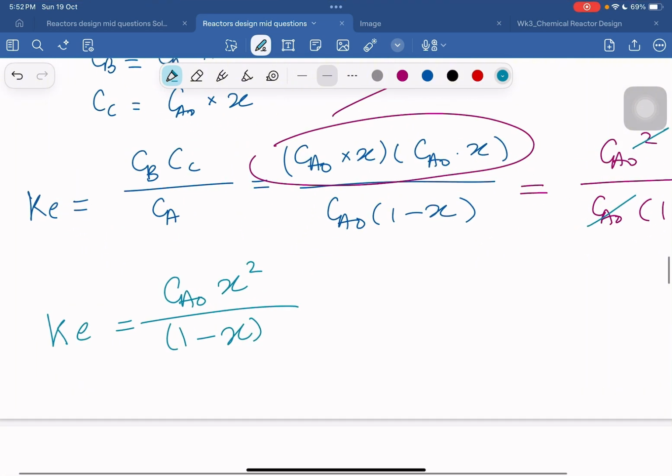Okay, what are we looking for? We have KE and we have the initial concentration. We're trying to find x.